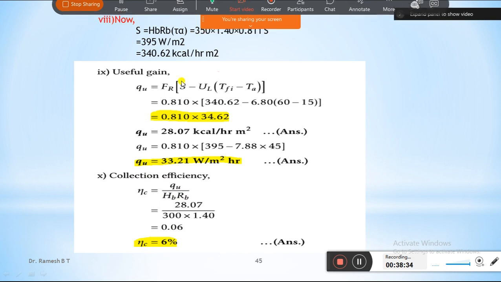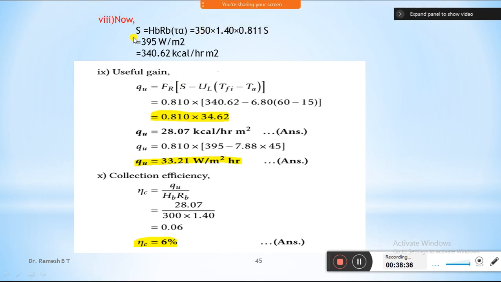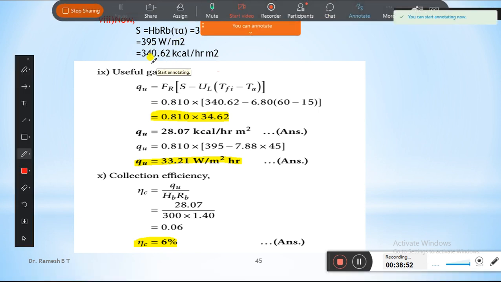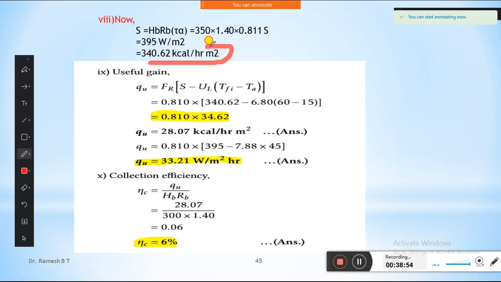And next we have to find out the S value, the solar radiation flux S, which is equal to HB, RB, tau alpha. We already know the HB value, and we also got the RB value, and tau alpha also. So if we substitute all those, finally we get the value of S, the solar flux, which is equal to 340.64 kilojoules per hour meter square.